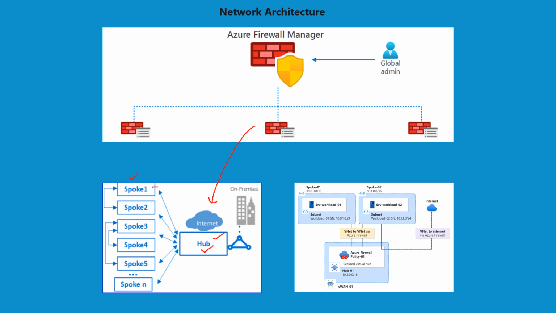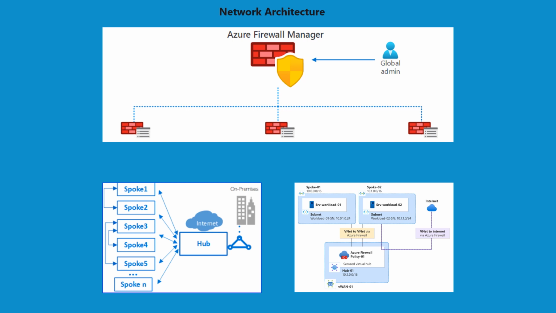The second architecture is basically a virtual WAN architecture. It is a managed service. You can call it a secured virtual hub. So the technical term for the first one is the hub virtual network, and the second one is the secured virtual hub. The question which should come to your mind is, which one should I use?